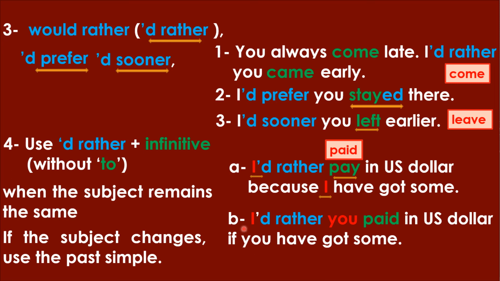Look at the sentence. I'd rather you paid. Okay, here I have paid. This is the first subject, I'd rather, and this is the second subject, you. It's another subject. Okay, so the subject is changed, and that's why I use the past simple. I use paid, not pay.